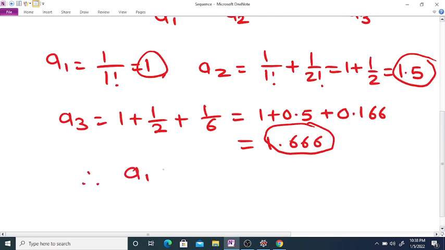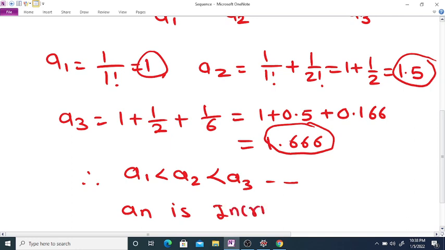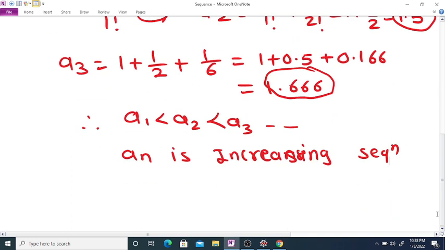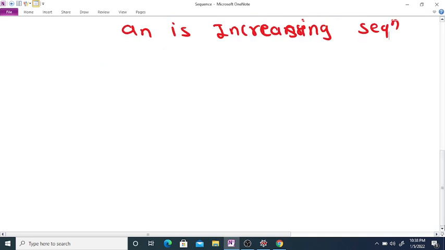So you can observe that a1 is 1, a2 is 1.5, and a3 is 1.666. Therefore, since a1 is less than a2 is less than a3 and so on, the given sequence an is an increasing sequence, a monotonically increasing sequence.